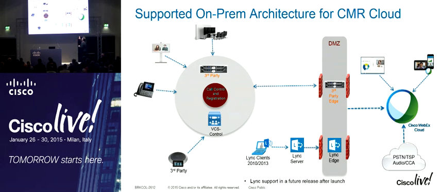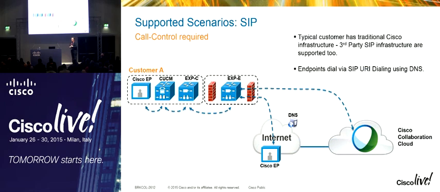And the same goes for Link in exactly the same way. Okay? When it comes to the scenarios, we have to distinguish between the protocols. As I mentioned, it's SIP and H.323, both supported. When it comes to SIP, the key point to remember in the slide is we do require call control. What we are showing here is the Cisco infrastructure, with Unified Communications Manager and the Expressway, the reference architecture. This is what we are officially supporting.